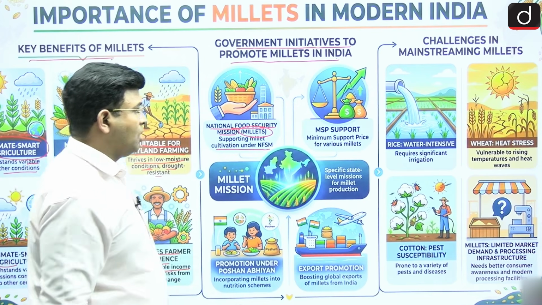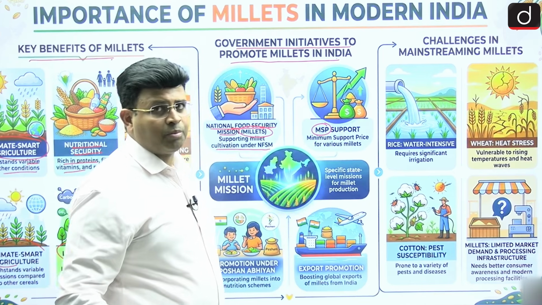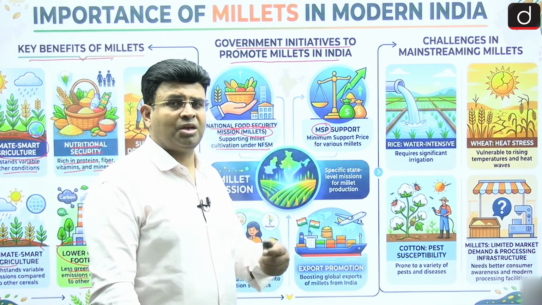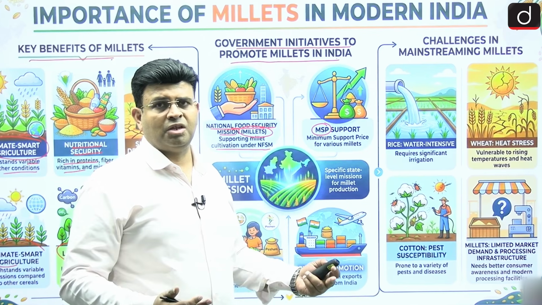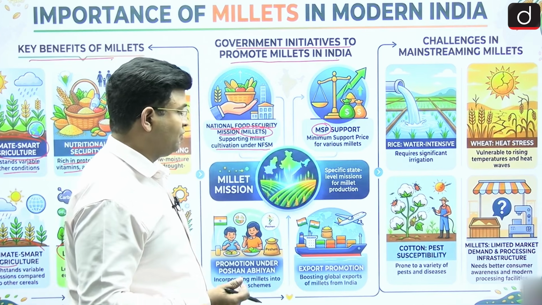India is also giving a good amount of MSP, that is minimum support price. So when the government is giving minimum support price, the farmer thinks, yes, okay, I am getting this much money, it will be beneficial for us, and on the basis of that they grow more such kinds of millets.